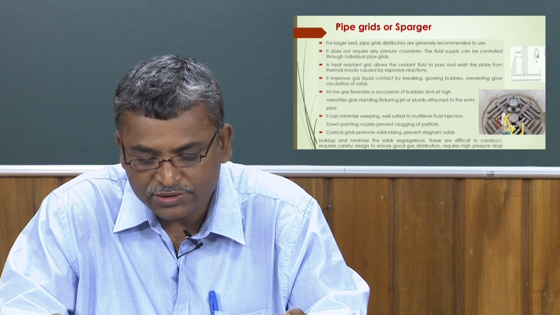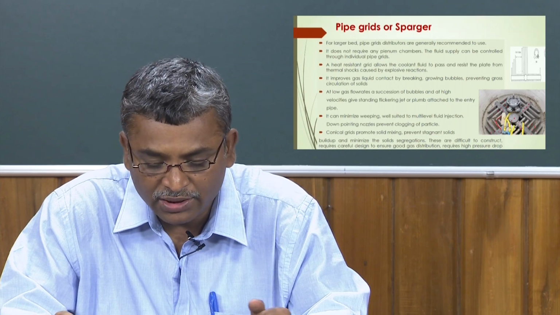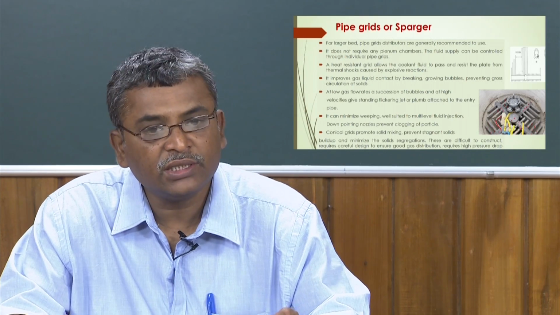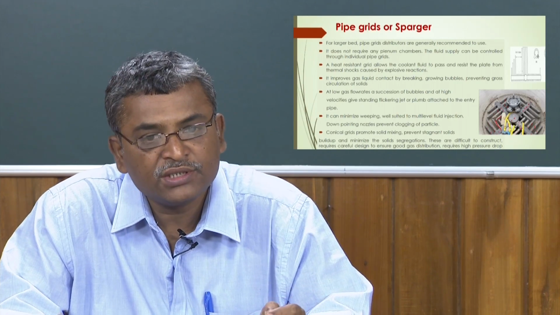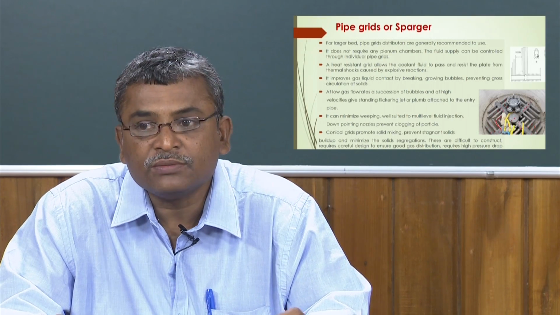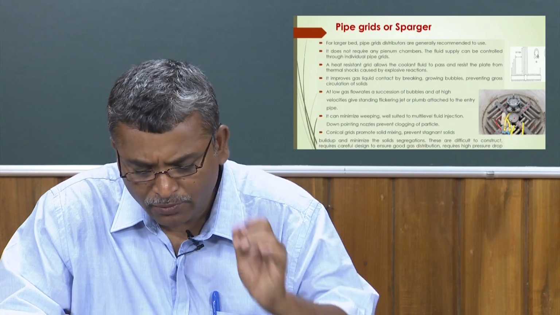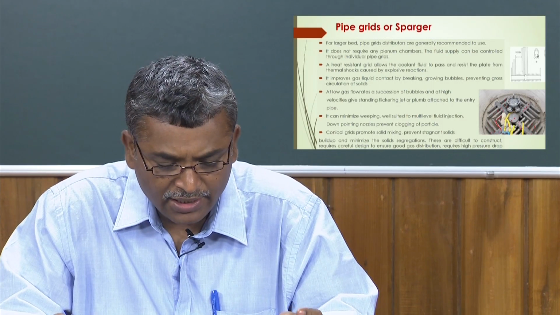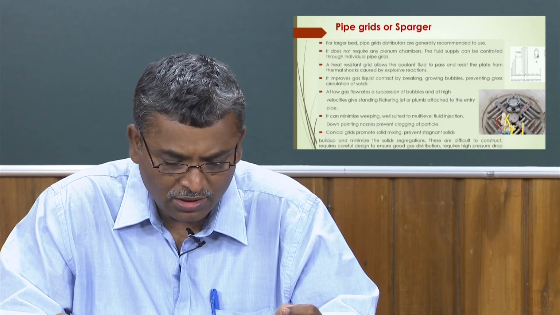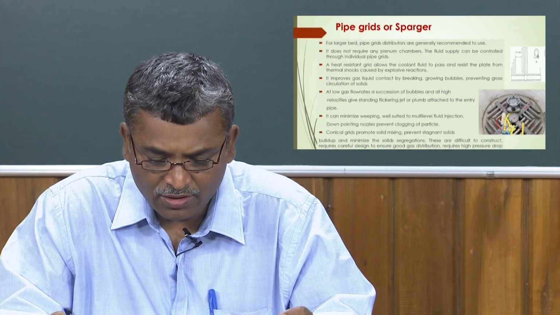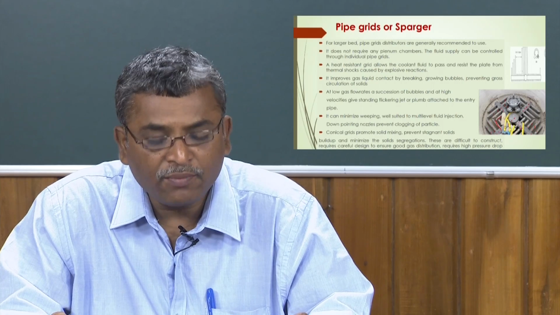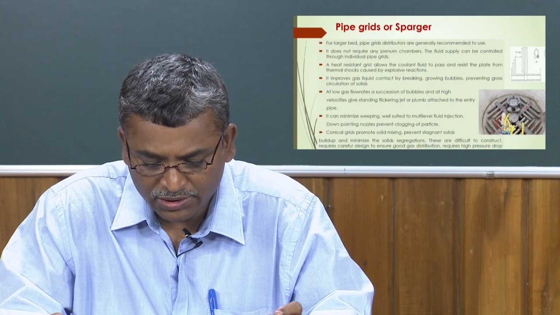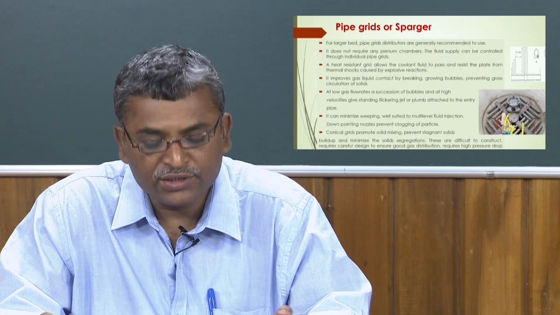This type of distributor improves the gas liquid contact by breaking the bubbles or droplets, making the interface between the gas and liquid, and growing bubbles, and also preventing any gross circulation of the solid inside the bed. At low gas flow rates, a succession of bubbles is seen from this type of distributor, and at high velocities it gives a standing flickering jet or plume attached to the entry pipe. So, it can minimize weeping and is well suited to multi level fluid injection.